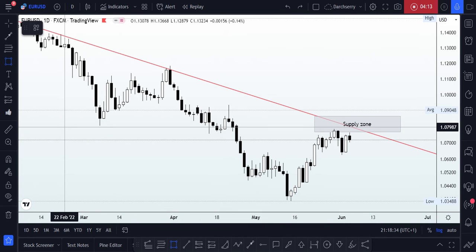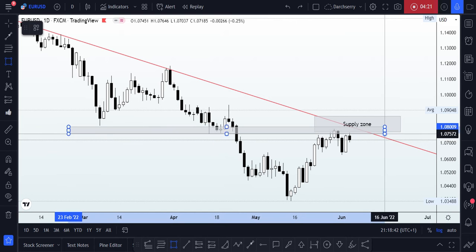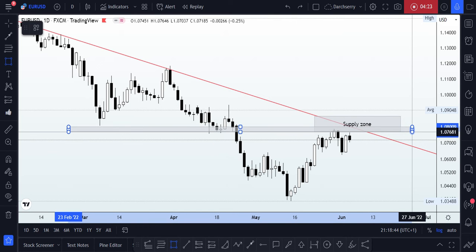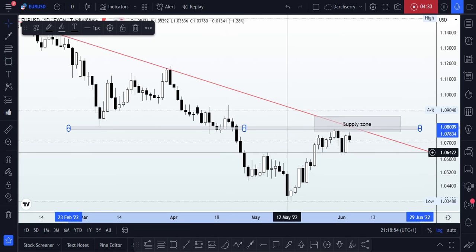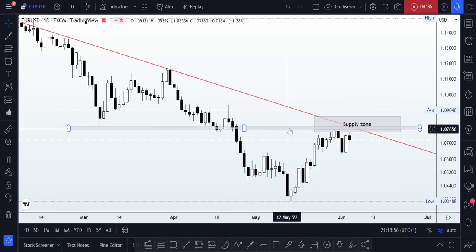So give me a moment to identify this area so that we can have something to play around. Okay, so we have something around here. So we have our key level right at around 1 point. Give me a moment, please.